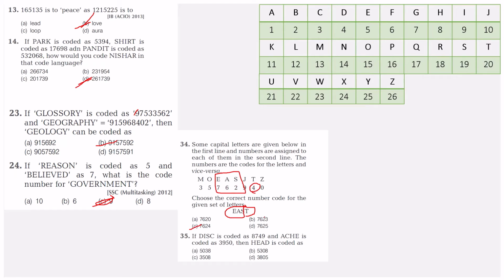And then the 35th one, even this is so simple. They are asking the code for head, and they already gave the letters included in disk and ache. So disk is coded as 8749 and ache is coded as 3950. So H in head is in ache, the third letter, and 5 is the starting digit. D and C won't come. Let me eliminate those two.